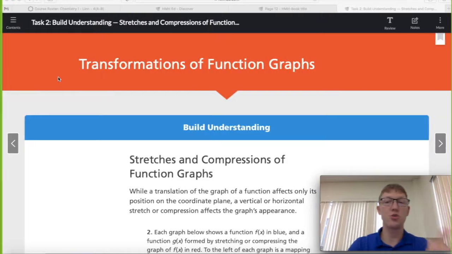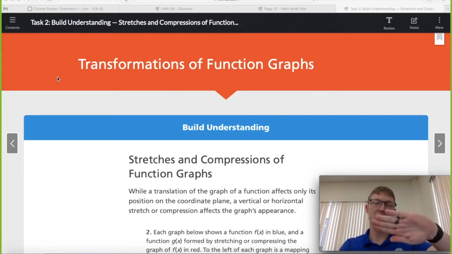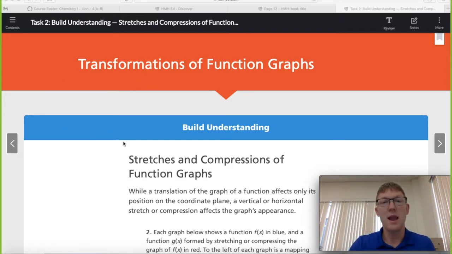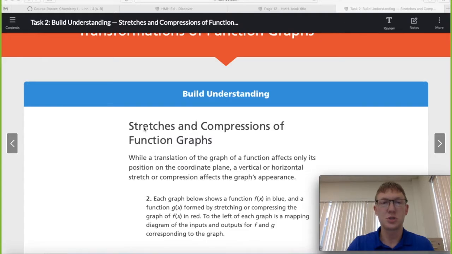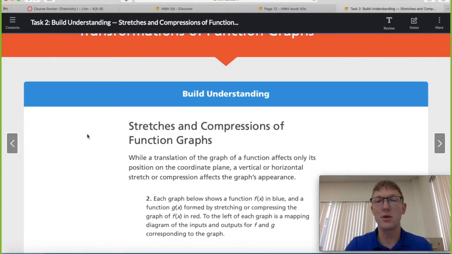We talked about transformations, which is the broad umbrella word that we're using. We talked about one type of transformation is a translation, which is the entire graph moving up or down, left or right. Now we're going to look into stretches and compressions. So it's another way that a graph can change. They can either get squished or pulled out, both vertically and horizontally.